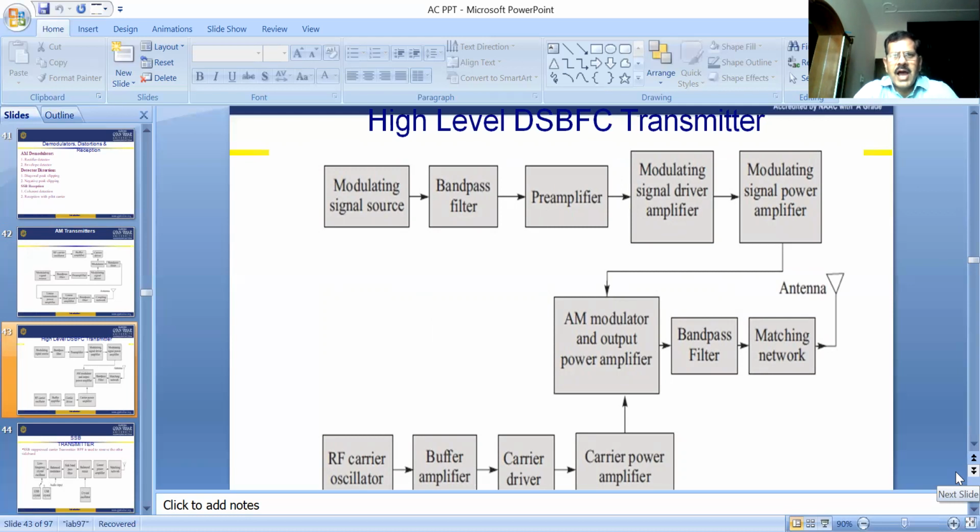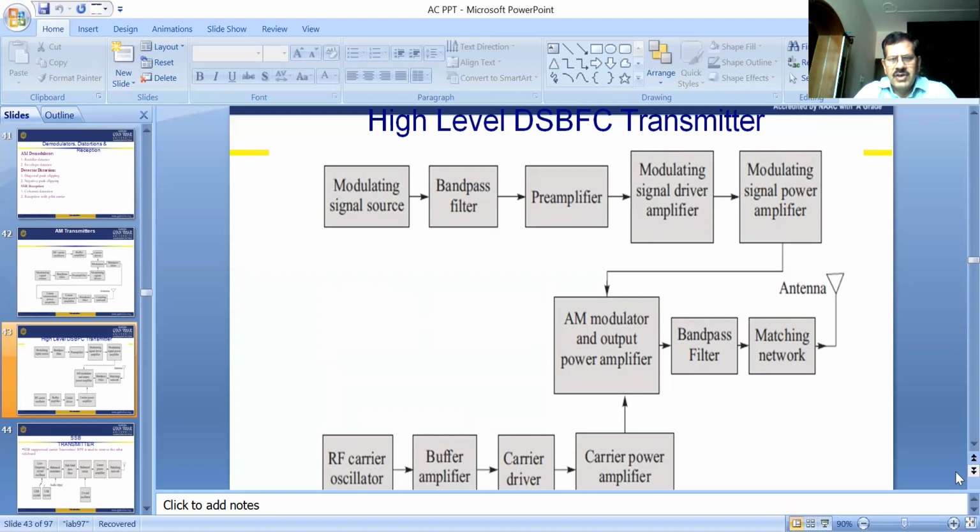Now we come to the high level double sideband frequency transmitter. This is the high level transmitter. So we see here a modulating signal source, same band pass filter and preamplifier, and modulating signal driver amplifier, then modulating signal amplifier, and this signal is applied to the AM modulator and output power amplifier.